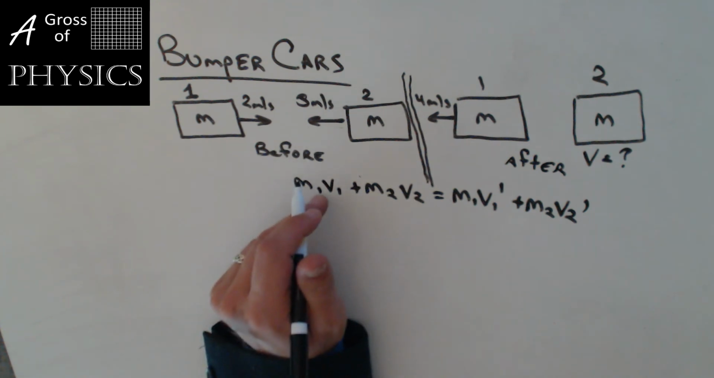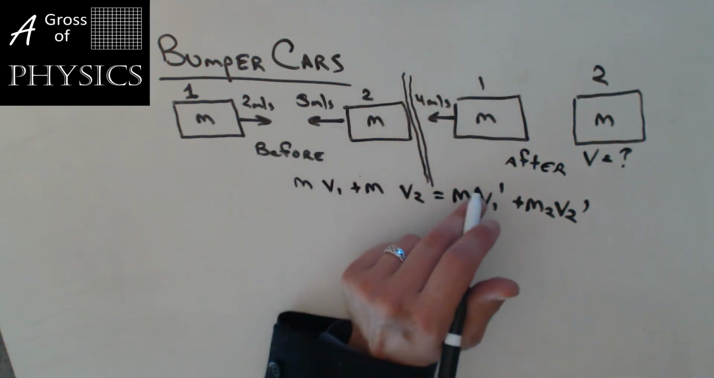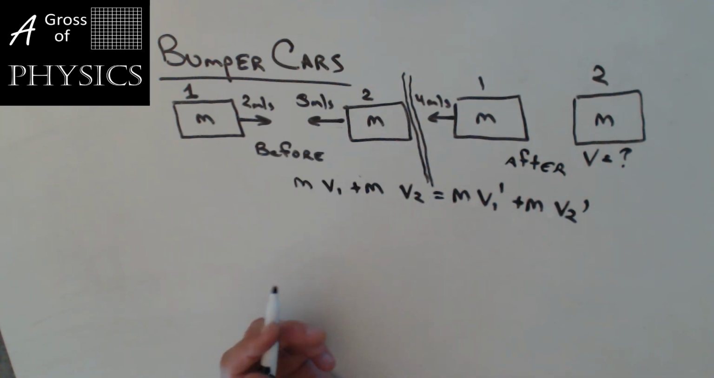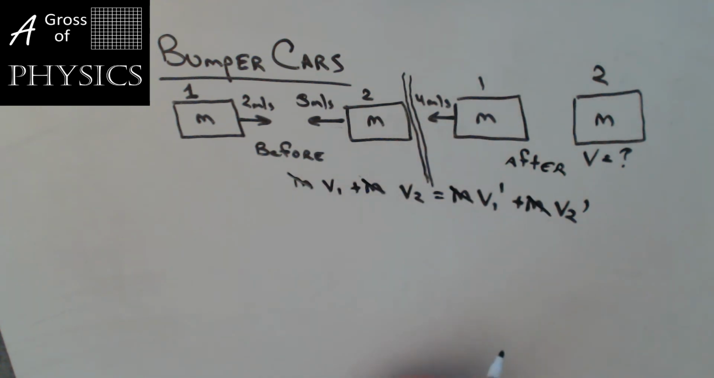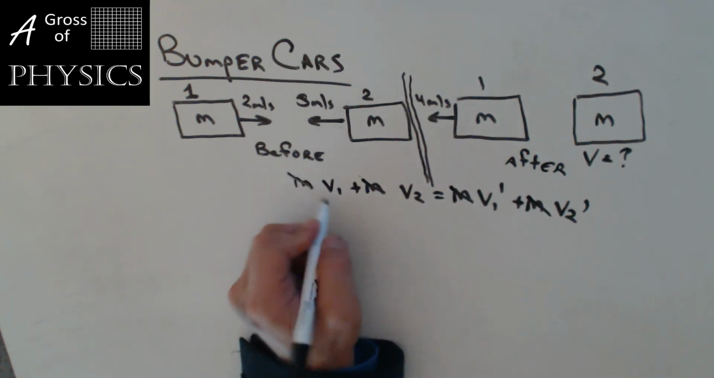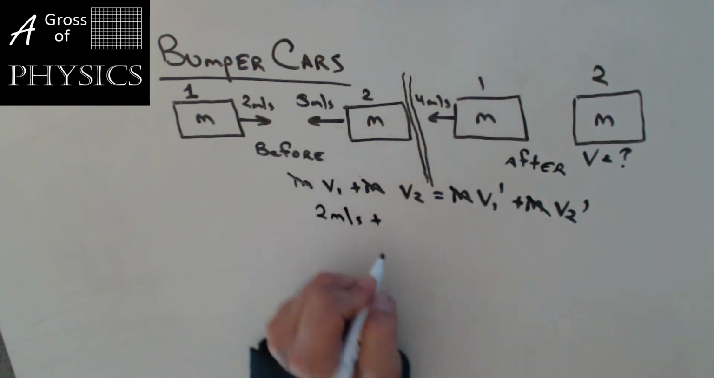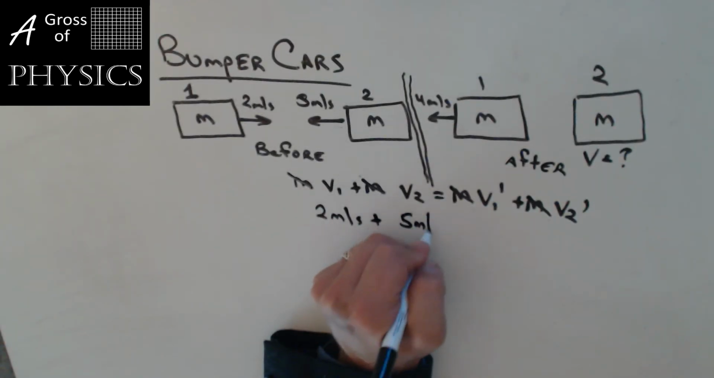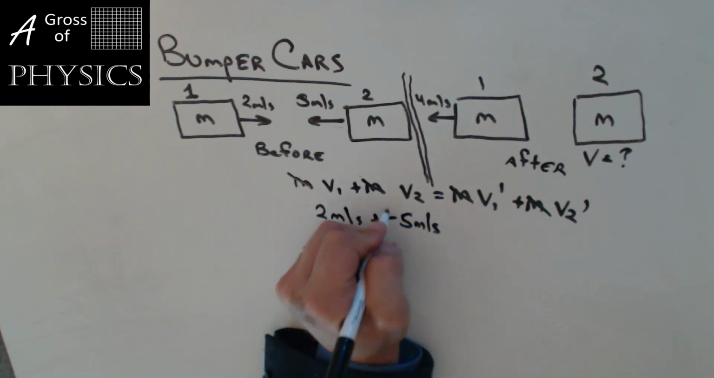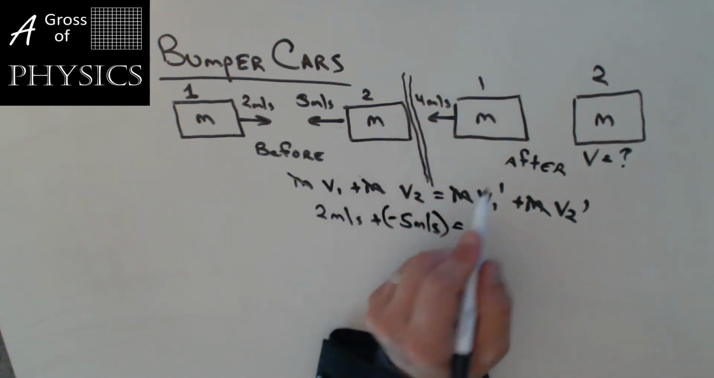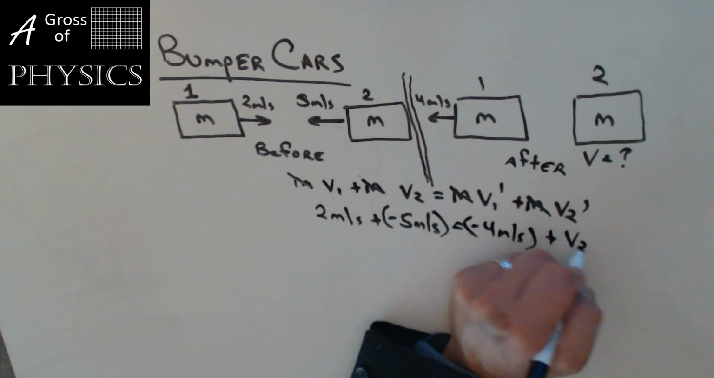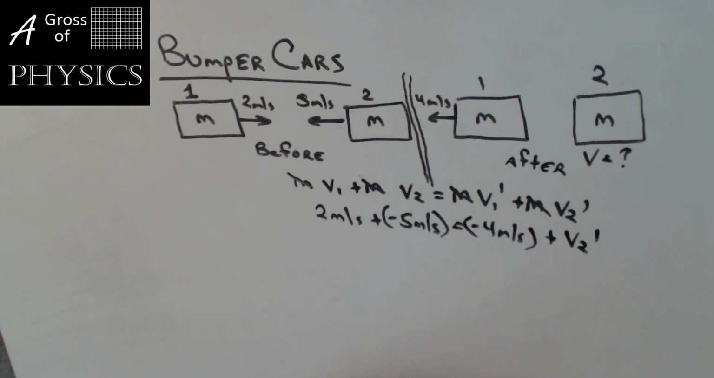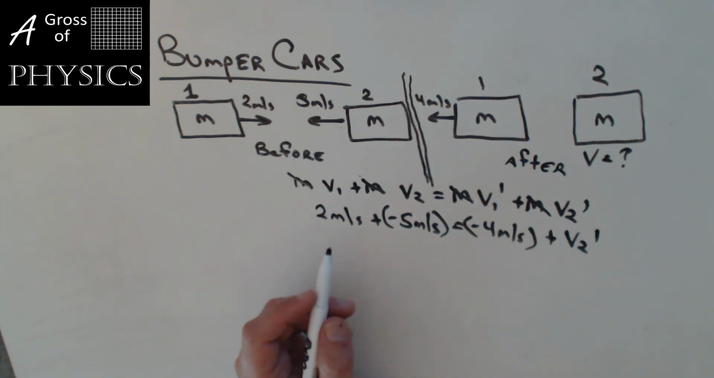Now, since mass is the same everywhere, we in reality could replace the subscripts with nothing. And since every term has an m in it, and they're all the same value, they're going to disappear. Now, v1 before, 2 meters per second, plus 5 meters per second. But the 5 is going to the left, so it's a negative 5. Equals, well, now we have a negative 4, because it's going to the left, plus v2 prime. So in order to solve for conservation of momentum problems, you really need to worry about the direction of motion.